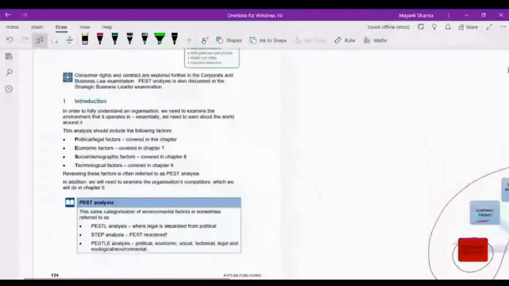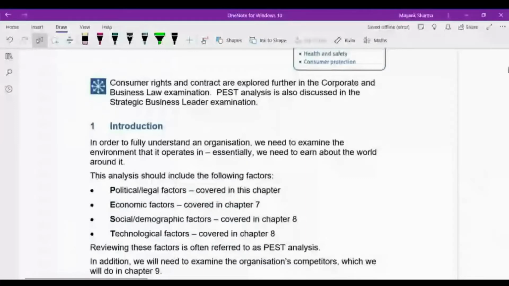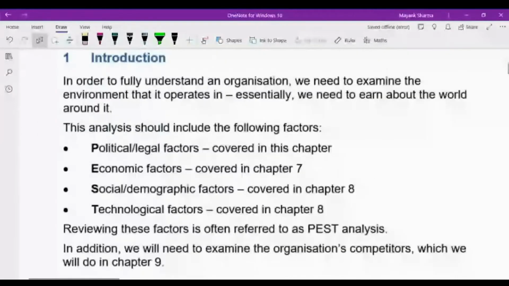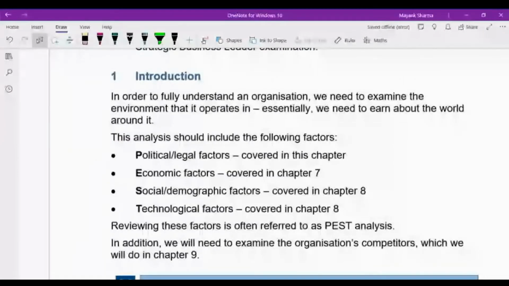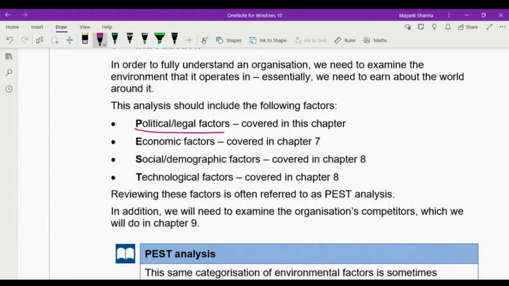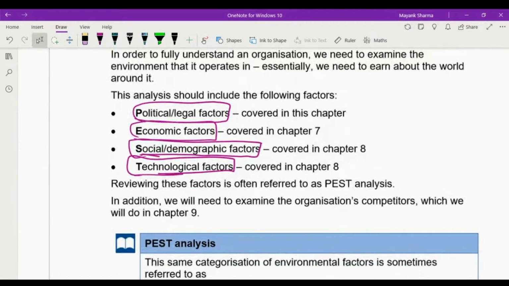Now let's talk about PEST or PESTLE or STEP. Actually, these are all the same terms which are interchangeably used, and an acronym is tried to be formed. So in order to fully understand an organization, we need to examine the environment in which it operates. Means we're talking about the external environment. This analysis should include political and legal factors, economic factors, social and demographic factors, technological factors. By the name, you can understand political factors or legal factors means those factors which are political in nature, but impacting the organization. Similar thing with economic factors, social, demographic factors, technological factors. So these are covered in different chapters. This chapter currently covers political and legal factors. The chapters to come will cover other factors as well.